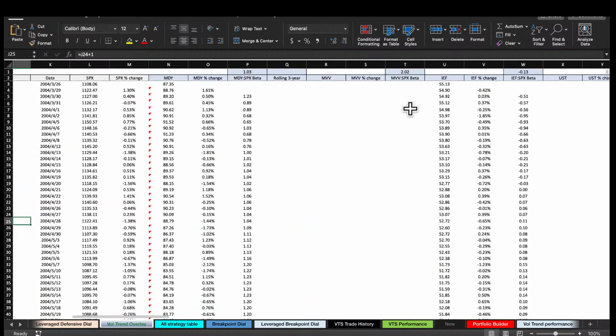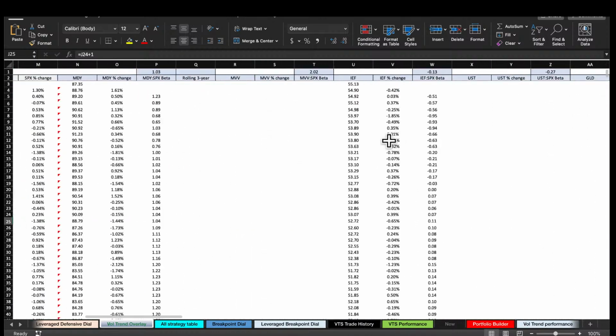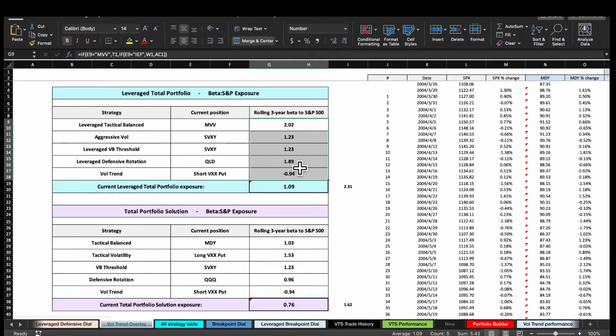Now these are 3-year rolling beta factors, so it changes over time, but currently these are the betas of our actual broad portfolio. And I consider our exposure this. So if you are only trading the aggressive vol and the defensive rotation, then technically you're missing out on some of the leverage from the other two strategies.